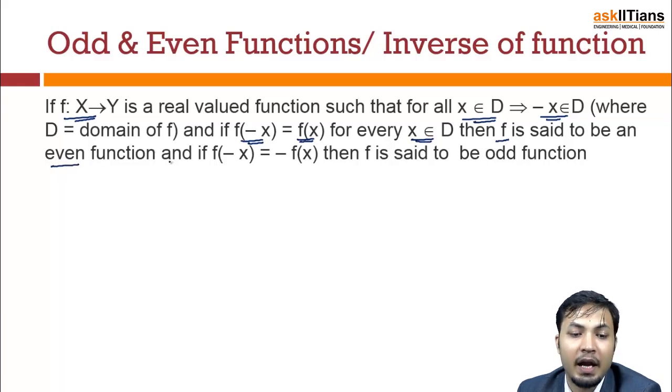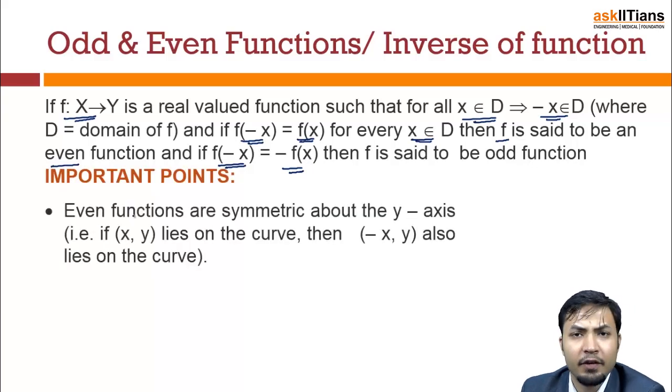And if f of minus x gives me minus f of x, then f is said to be an odd function. So basically, if substituting the negative value gives back the same function, it is an even function, and if it gives the negative of the function, it becomes an odd function. Alright, now let's look at the facts based on that.